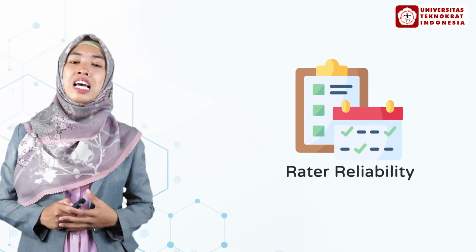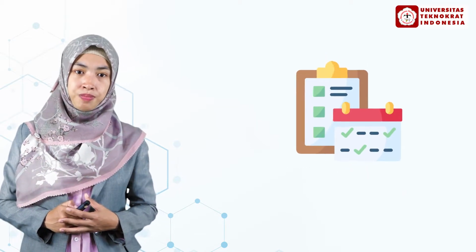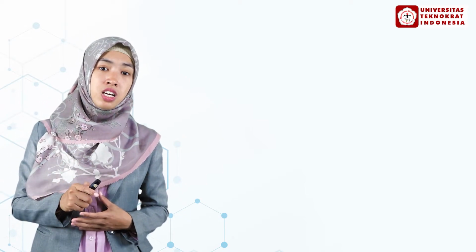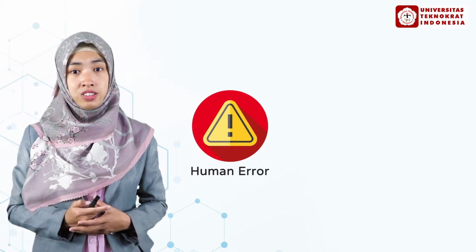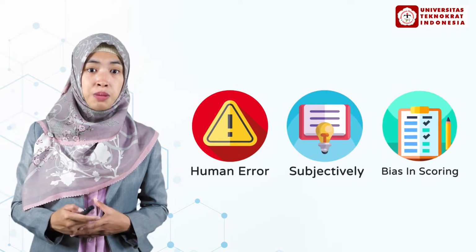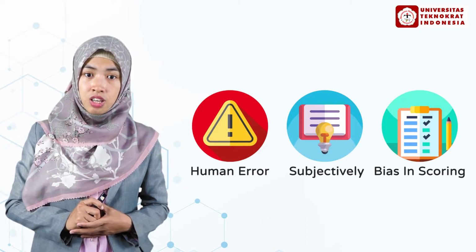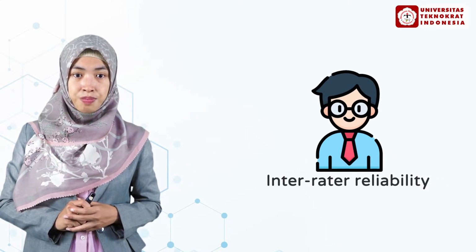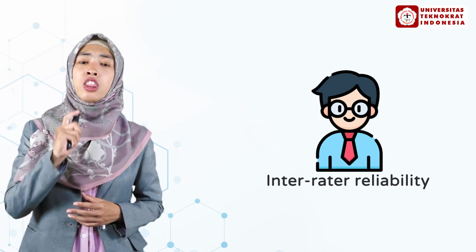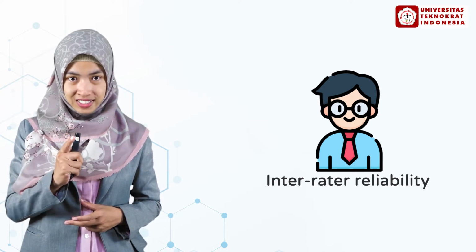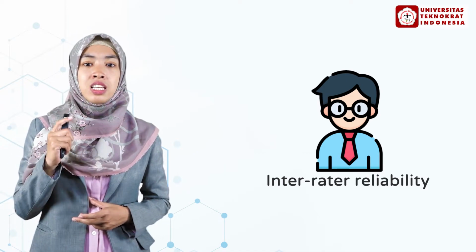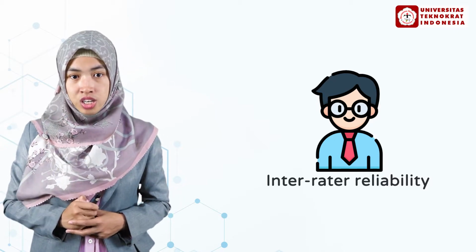And the second one is rater reliability. Rater reliability deals with the scoring process. The factors that can affect this reliability might be human error, subjectivity, and bias in the scoring process. This kind of reliability falls into 2 categories. The first one is inter-rater reliability. It occurs when 2 or more scorers yield inconsistent scores of the same test.